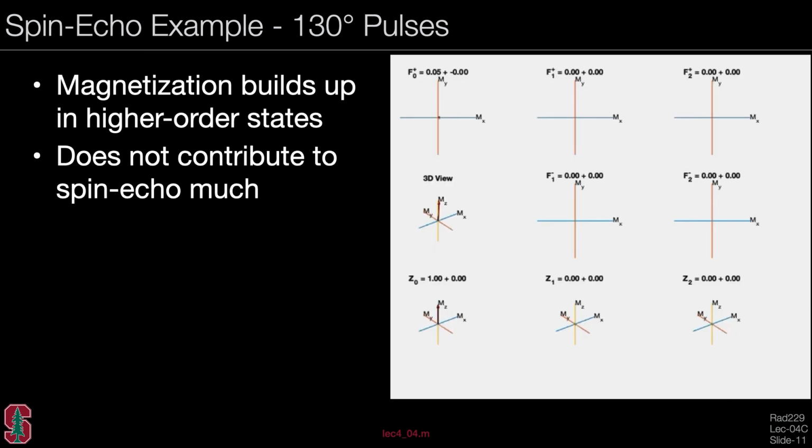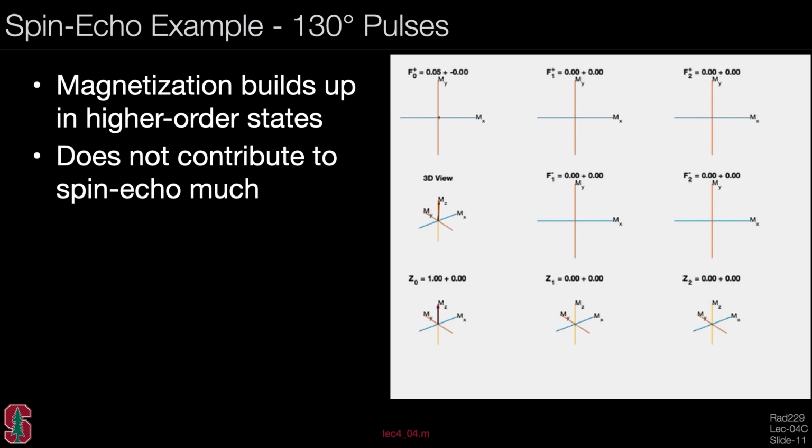So let's look at an animation of this example here. We're not going to show all the states that build up, but we show at least the second state here. But as we just saw, the magnetization does build up in higher order states, but this does not really contribute that much to the spin echo. Again, we'll study this at length during the spin echo portion of the course.